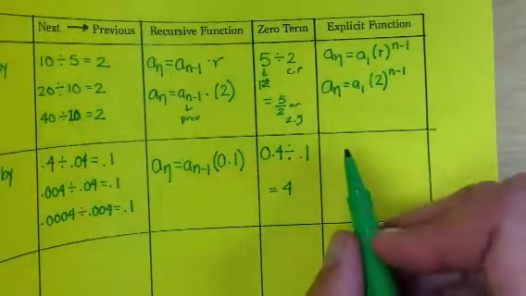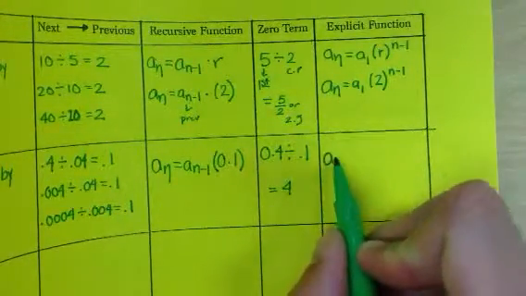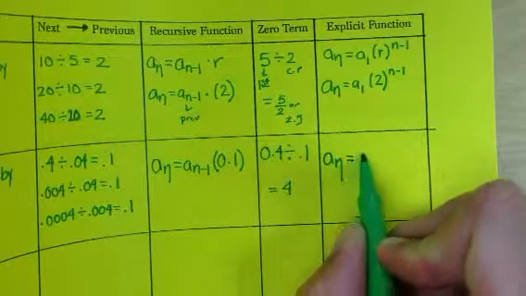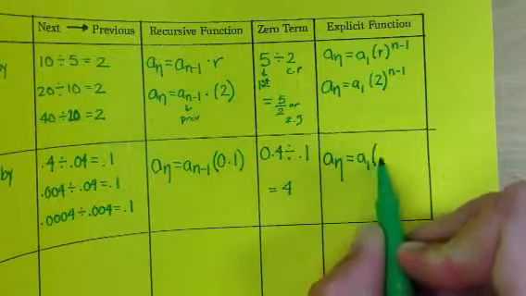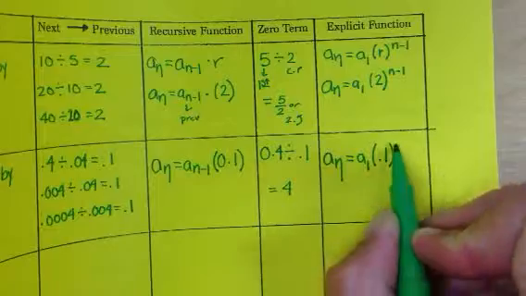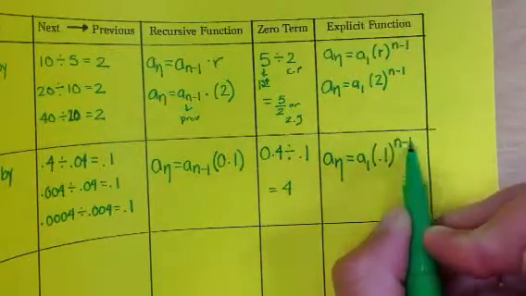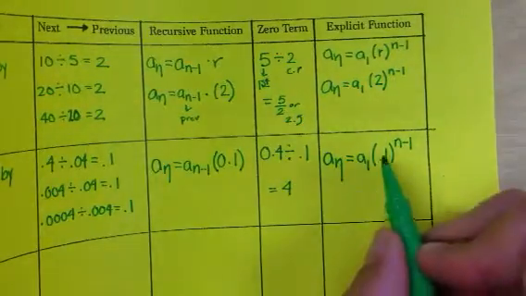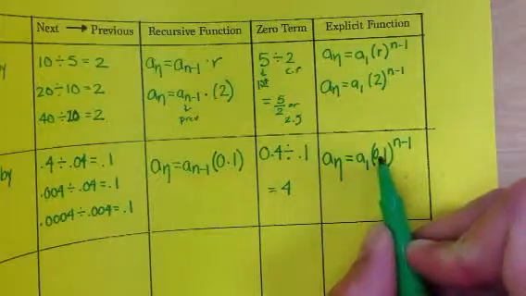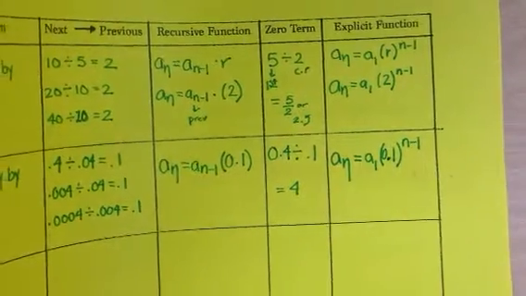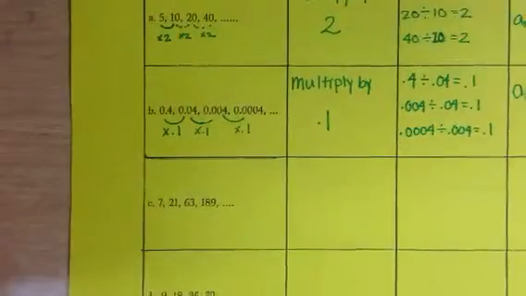Explicit function. This is going to be a sub n equals a sub 1 times your common ratio, which is 0.1, to the n minus 1. You can put a 0 in front of your decimal if that is helpful. Okay, let's look at the next one.